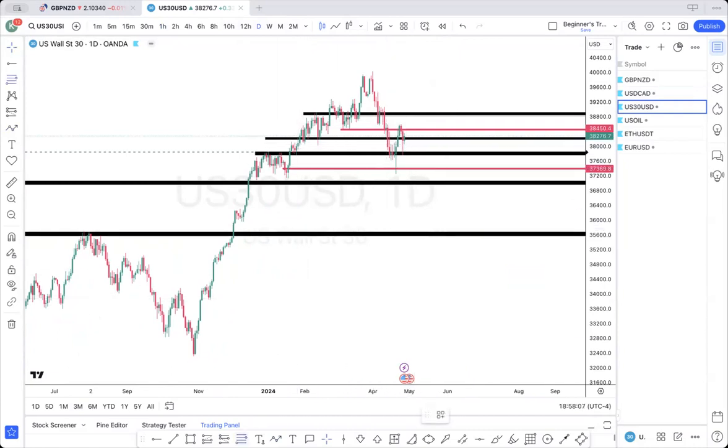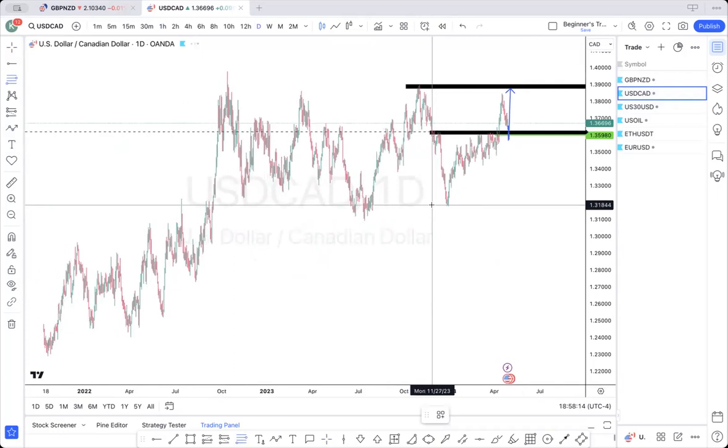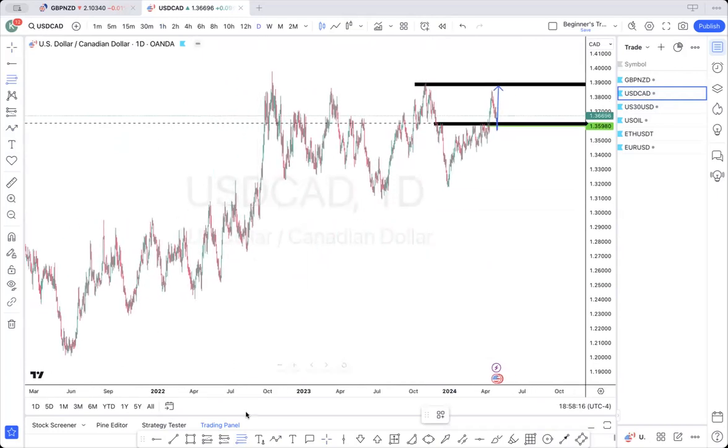Kim, can you point out the lower daily level on UCAD? The lower daily level is here. Mm-hmm.